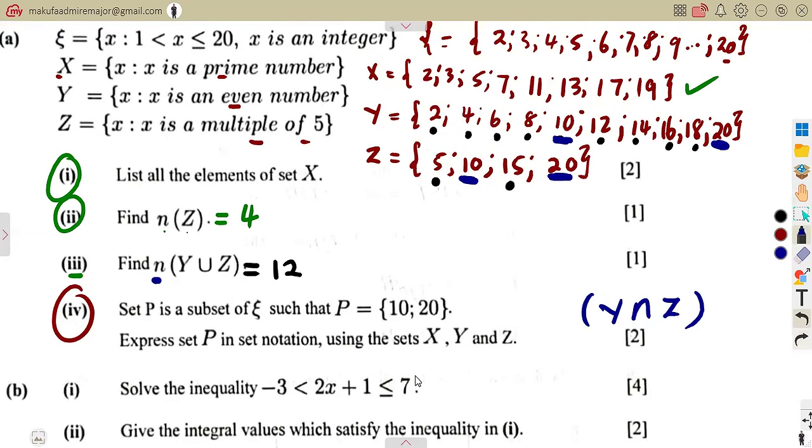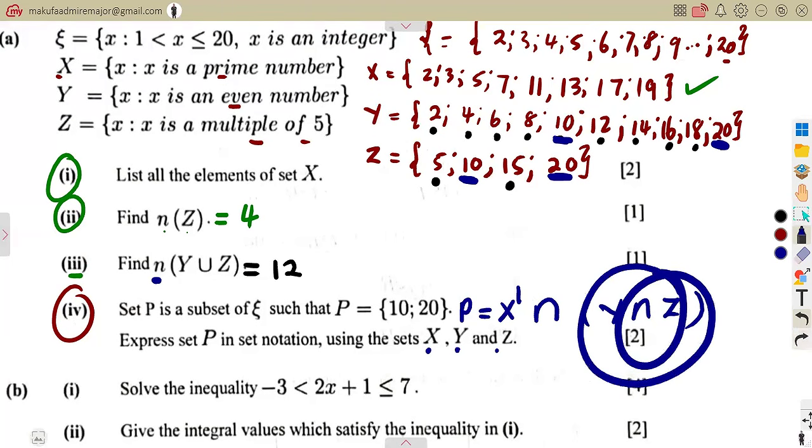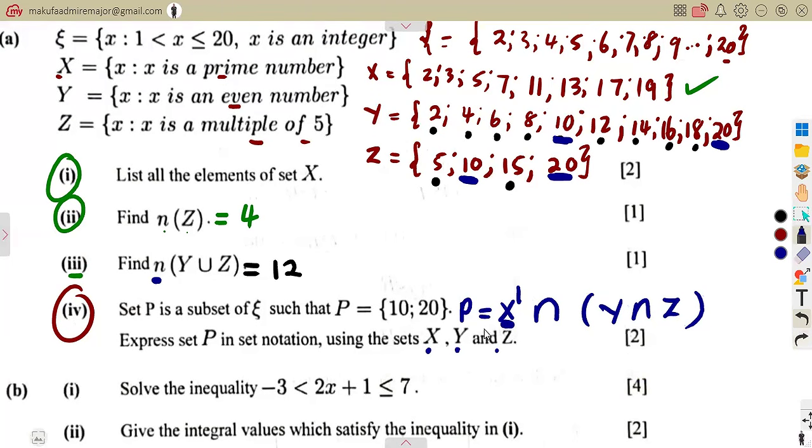But they need you to have that P in set notation using sets X, Y, and Z. So how can we involve set X in this Y and Z intersection that we're given? We can take what is not in X, intersected with this, because we know that the intersection brings no way these elements which are here. They are not in X, these elements, 10 and 20.